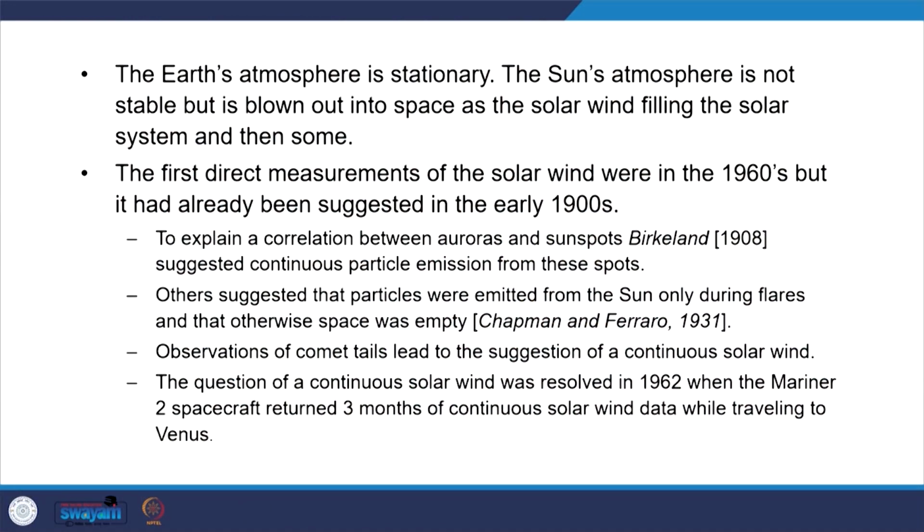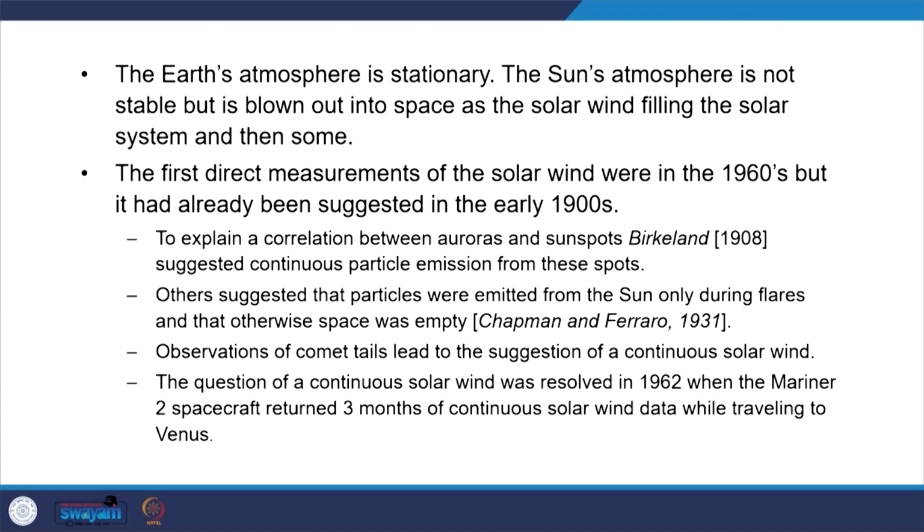Observations of comet tails led to the suggestion of a continuous solar wind. No matter whether there are solar flares or coronal mass ejections, comets always have tails, a coma. Like I said, it is basically evaporation of the water. The question of continuous solar wind was resolved in 1962 when the Mariner 2 spacecraft returned 3 months of continuous solar wind data while traveling to Venus. This was the first observation which conclusively said that solar wind is a constant phenomenon. Solar wind is omnipresent in the entire solar system, constantly, always.